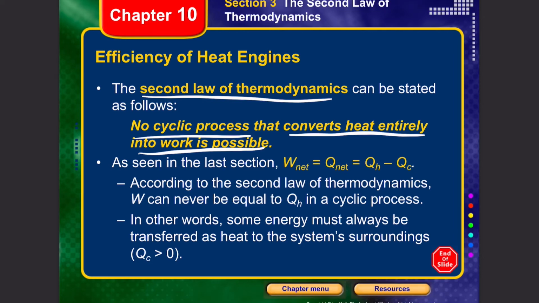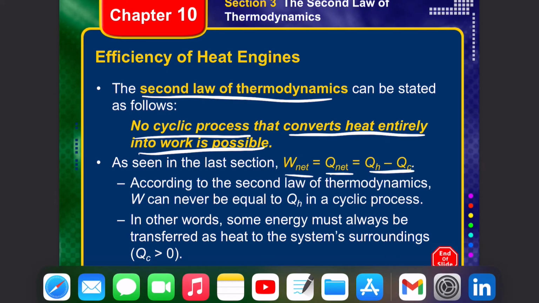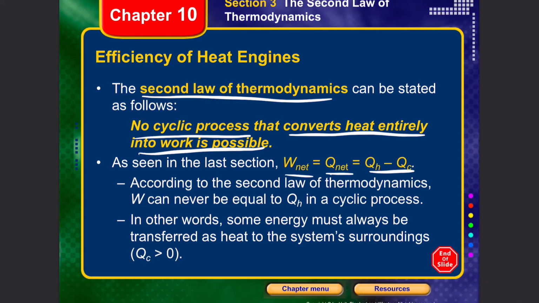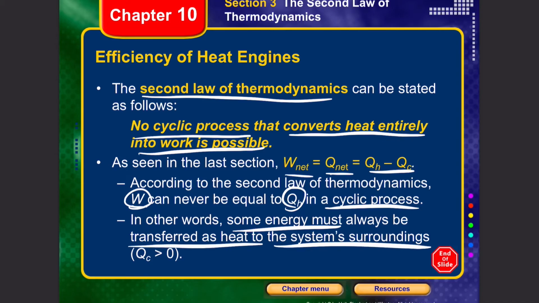So we basically say that W net is equal to Q net, which is going to be QH minus QC. But the question here is that there needs to be a QC for that to work. So according to the second law of thermodynamics, the work can never be equal to the hot source in a cyclic process. In other words, some energy must always be transferred as heat to the system surroundings for it to work.